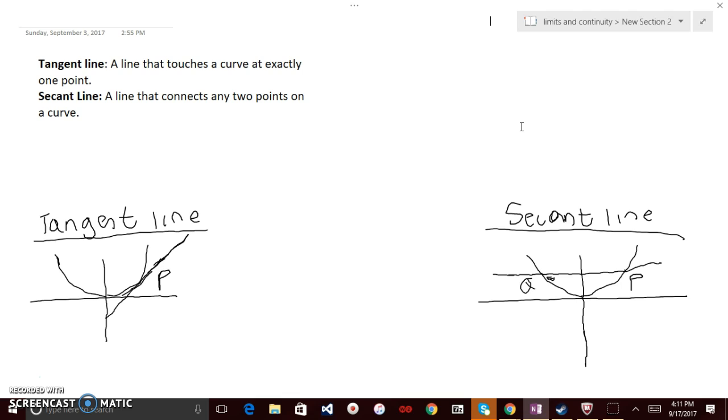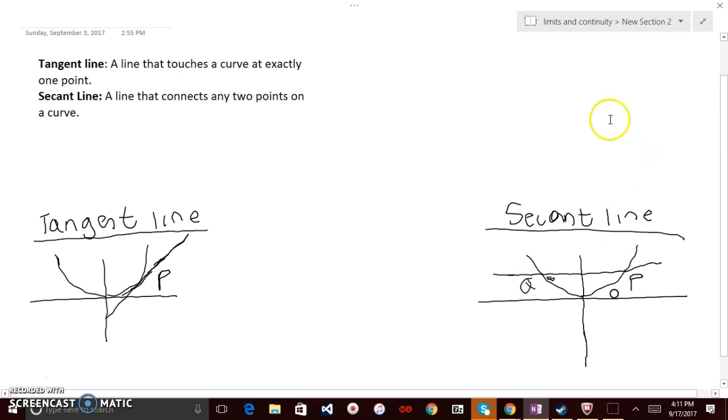If you look at the bottom, you can see graphically the difference between the two. The one on the left is your tangent line. Let's call this graph f of x equals x squared. It touches f of x equals x squared at exactly a single point, which is point P right here. And on the right side, you can see a secant line, and it touches the graph of f of x equals x squared at 2 points, Q and P.